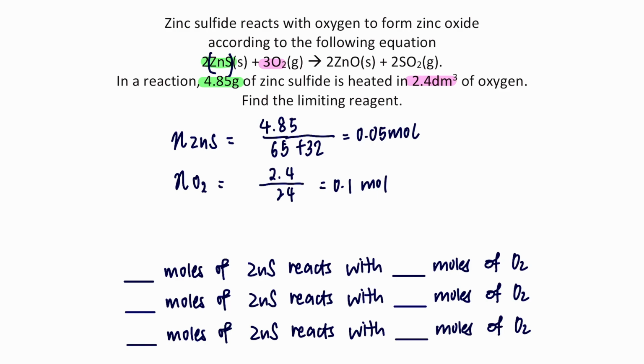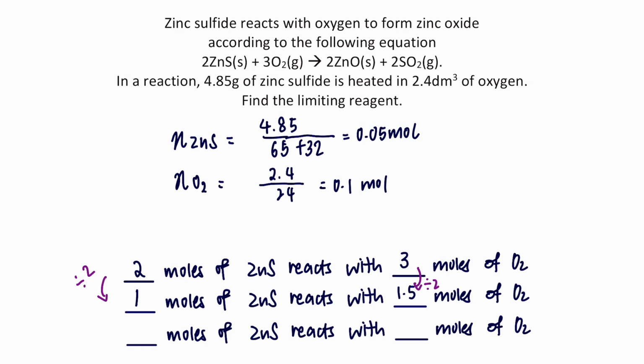After we get these 2 moles, we're going to use the equation and compare which one is the limiting reagent. From the equation, we can see that 2 moles of zinc sulfide reacts with 3 moles of oxygen. So we're going to put it down. We find that 1 mole of zinc sulfide will react with 1.5 moles of oxygen. This is a bit like rate and proportion, so we divide by 2 here and we divide by 2 here.